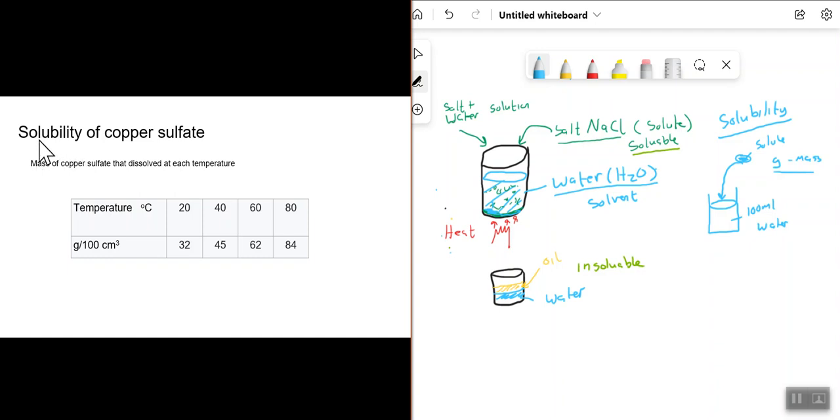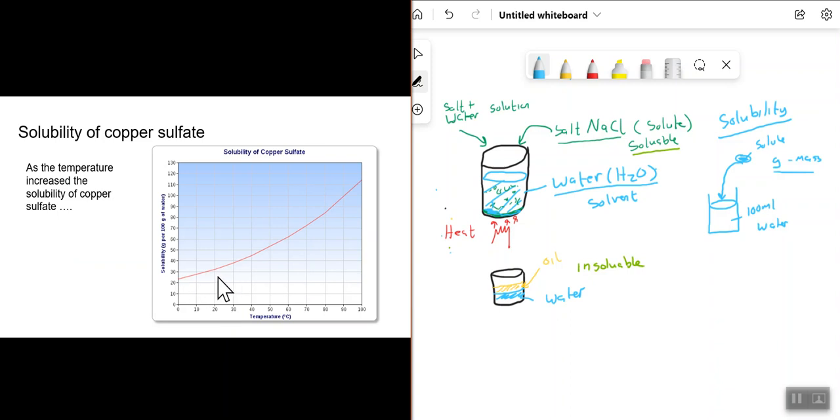So we can measure out how much of the copper sulfate we can put in. And what will happen is you can get a table like this, which looks at the solubility of copper sulfate. The mass of copper sulfate that dissolves at each temperature is shown below. For example, at 20 degrees we can get 32 grams of copper sulfate into 100 mils of water. And if we want to get any more, we have to increase the temperature. So we can see here that as we increase the temperature, the solubility goes up. We're able to get more grams of the solute dissolved in the solution.